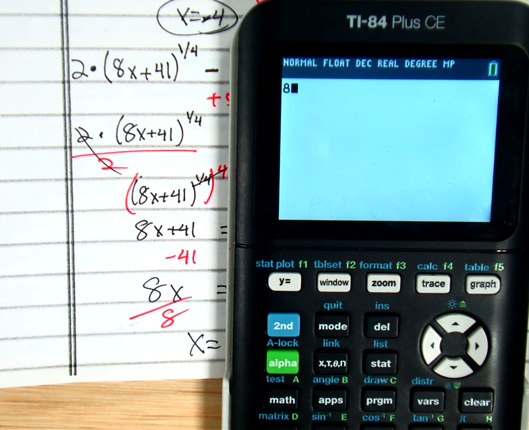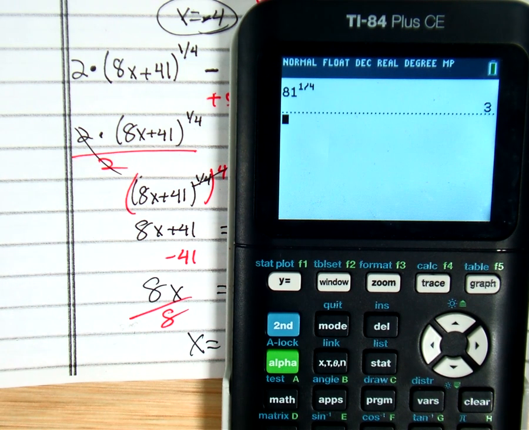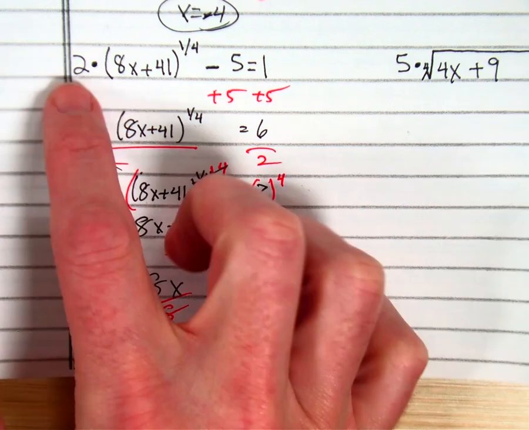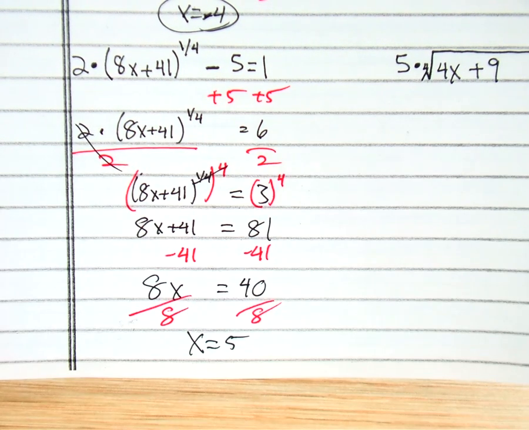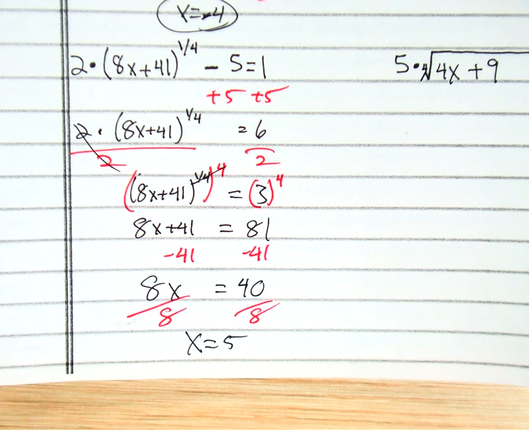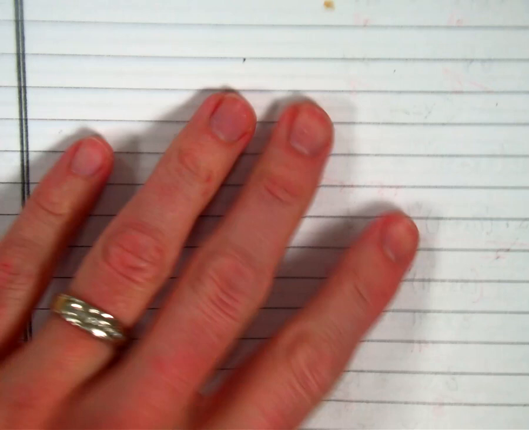Or we could use our calculator. 81, exponent key, 1 divided by 4. 3. 2 times 3 is 6. 6 minus 5 is 1. It checks out. Okay, always good to just check your answers, either mentally or with your calculator. If you want to give the answer of no solution, then you have to have all the work shown of why your answer that you got doesn't work. And that's what we got coming up next.